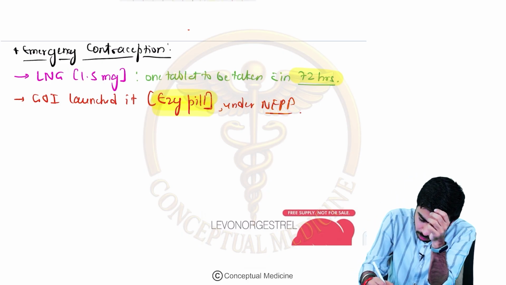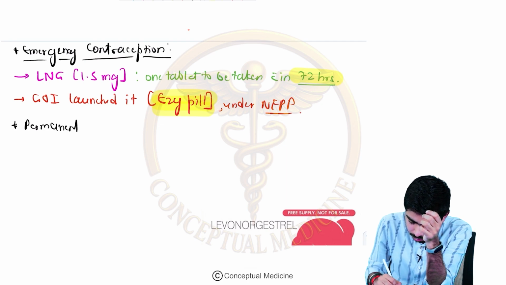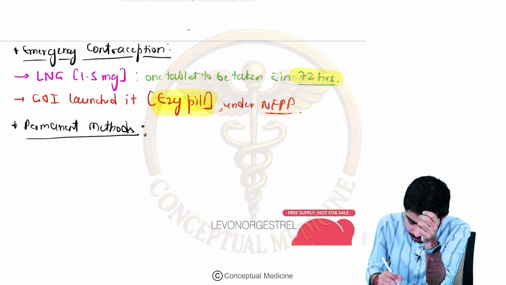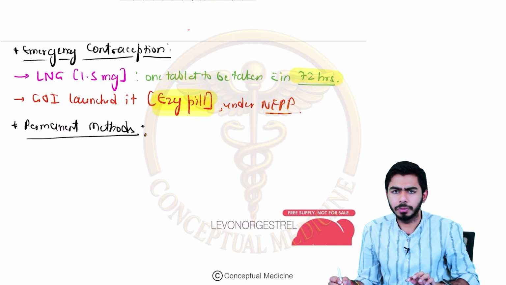Now let's talk about the permanent methods. In the permanent methods, I told you that we have two options, one for the male, one for the female. For the male, I told you that was vasectomy, and for the female, there is tubectomy, right?